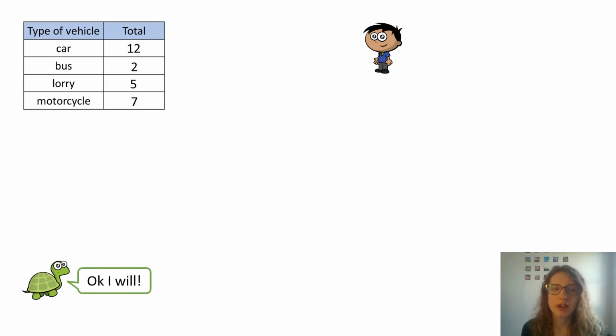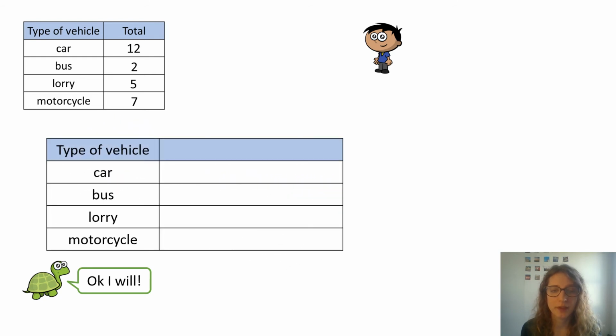So we've got types of vehicles here, so different totals you'll notice, so our pictogram is going to look different. Okay, so we've got our type of vehicle down here, and then we're going to put our symbols over here. So we need to decide, or Tiny needs to decide, what each picture is going to be worth. Okay, so for him, every green circle is worth 2.